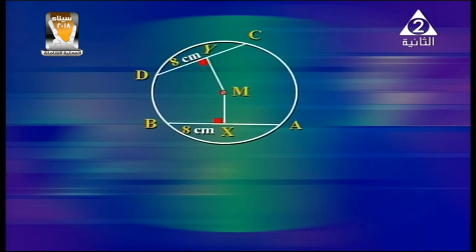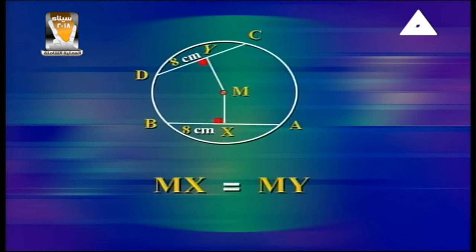Then finally, what about circle center M, DC 8 centimeters, AB is 8 centimeters. Two chords are equal. So what about the relation between MX and MY? Yes, they will be equal in length. So MX will be equal to MY.